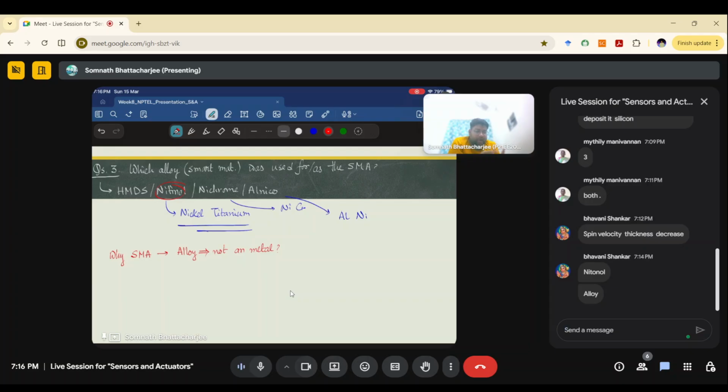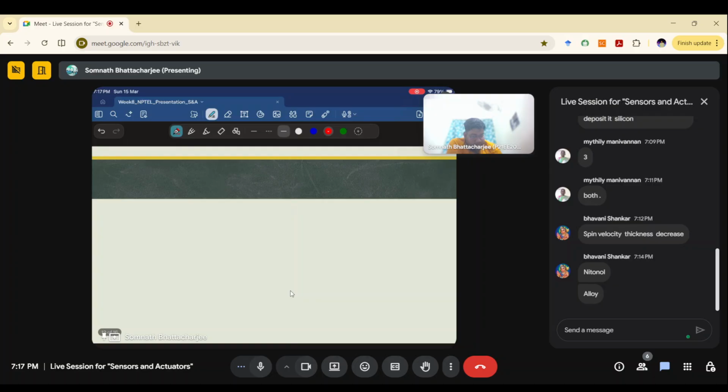Because a metal has only a single type of atom throughout, it behaves in a very uniform way. But in these special kinds of alloys, they have two phases, and based on this, if you transfer heat, it will remember its previous position. So it's correct, right? Let's move on to the next one. Question number 4.